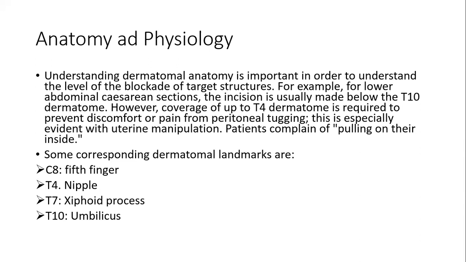For instance, for lower abdominal surgeries, we're going to come through to this very soon. Actually, the incision is usually made below T10, which is the level of the umbilicus. But you want to achieve a spinal block level as high as T4, which is at the level of the nipple. This is important to prevent patient discomfort or pain during peritoneal tugging, and a lot of times with uterine manipulation. Patients may complain of pulling on their insides.